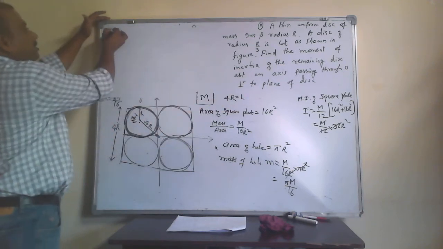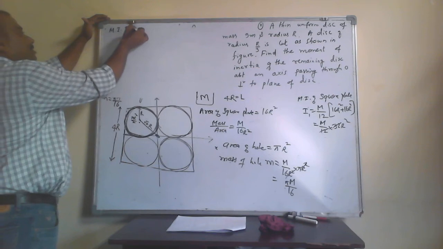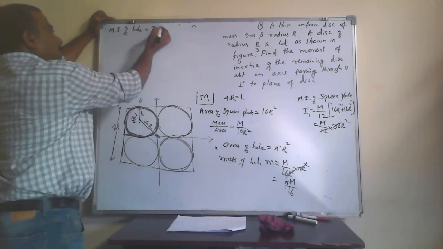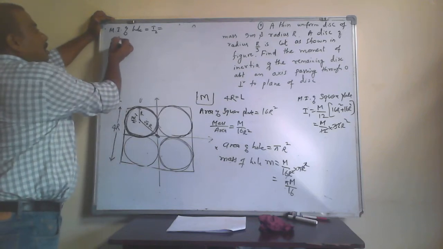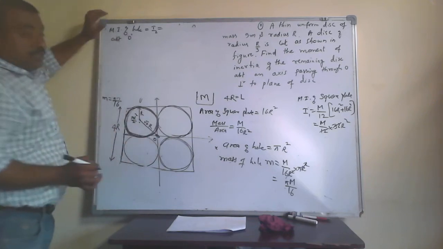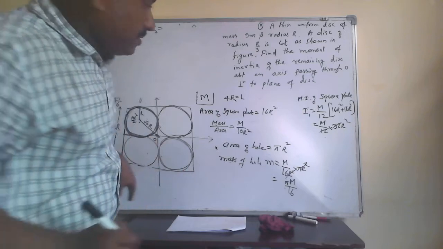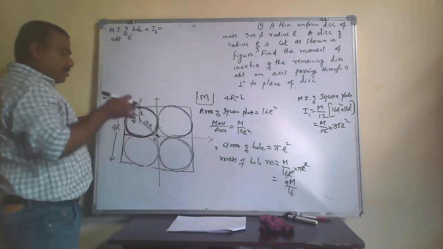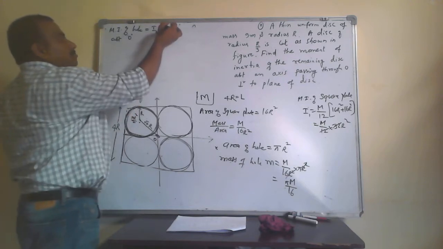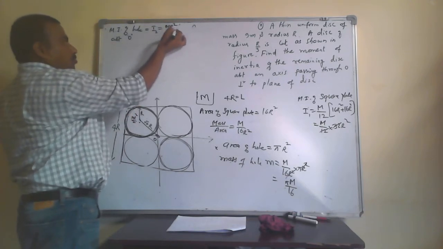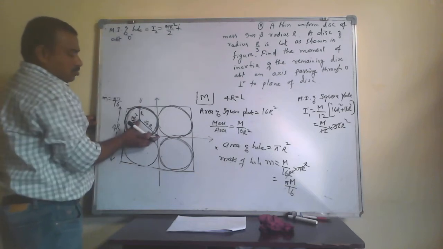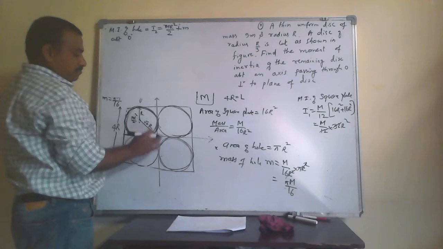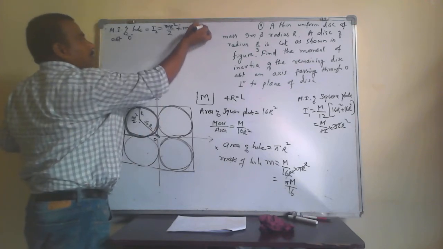Now the moment of inertia of a hole. I take this as I2, about O. Say you take this as O, the center of the square plate. So how do I calculate this I2? Moment of inertia of this disc perpendicular to the plane is m r square by 2, plus this distance is root 2r and the mass of the hole is small m, so small m root 2r whole square.